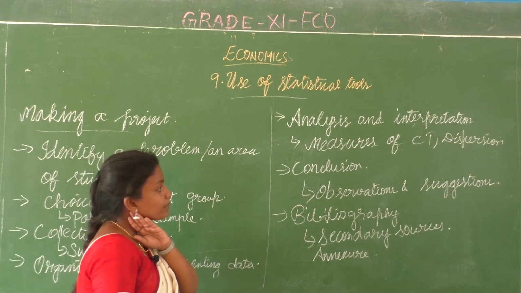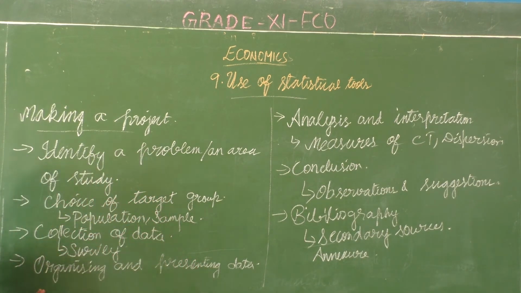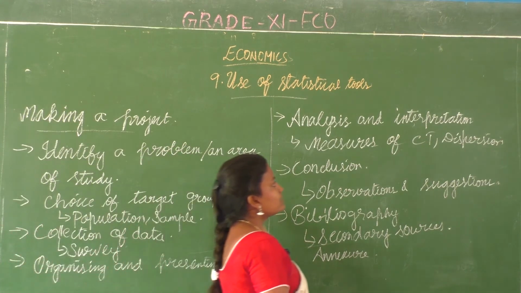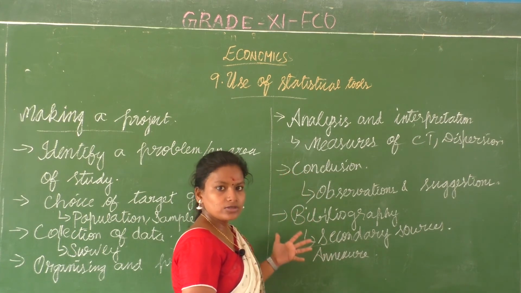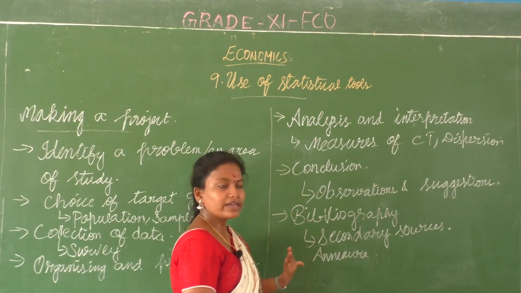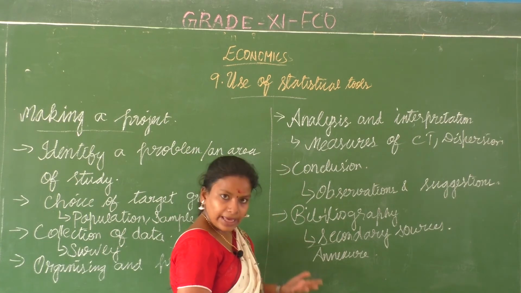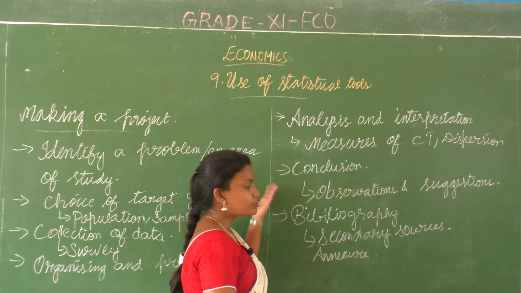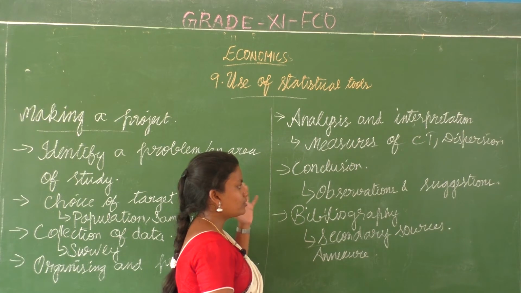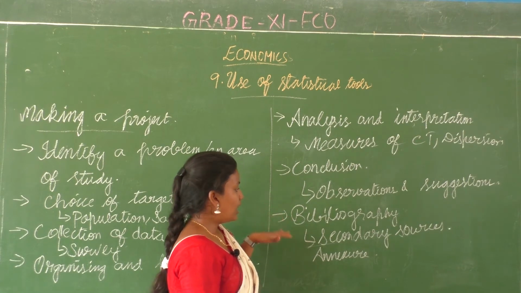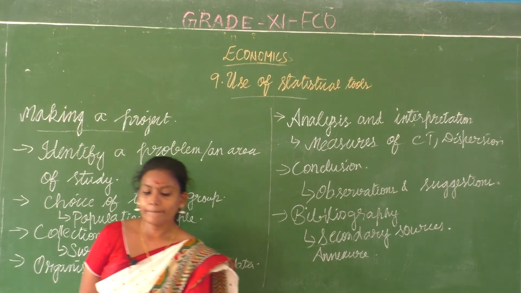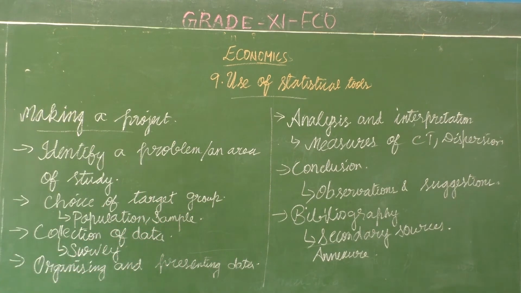So organizing and presenting data na enna, you would be classifying your data and presenting it in the right way. Then you have analysis and interpretation. The measures of central tendency, dispersion, correlation will be used to understand, to numerically explain the data you have got. Conclusion, your observations and your suggestions will be in conclusion. And then finally you have bibliography, where you name the secondary sources that you have used so far.